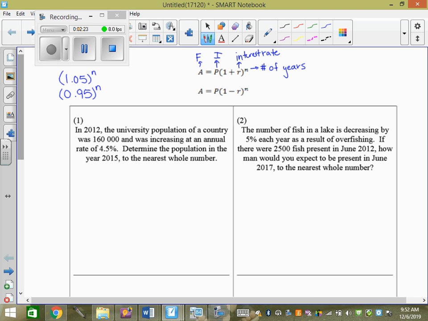What if I have this? 0.95 to the n. It's decreasing by 5%. A whole bunch of people will tell me it's decreasing by 95%. It's not decreasing from 95%. What are we starting at? 1. So how much are we subtracting to get 0.95? 0.05, so it's 5%. Okay?